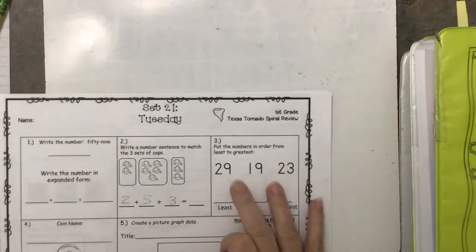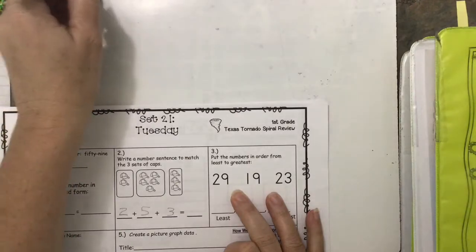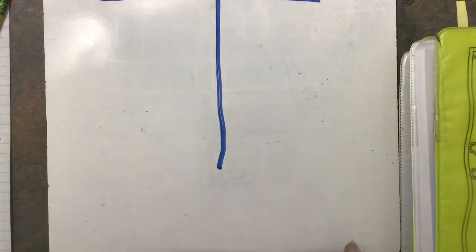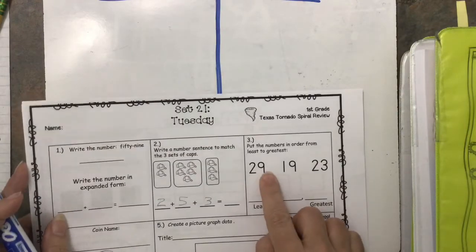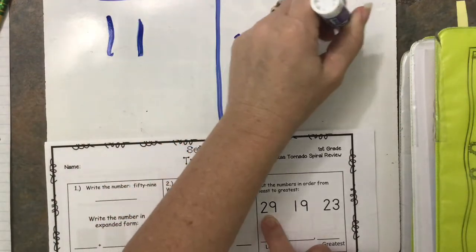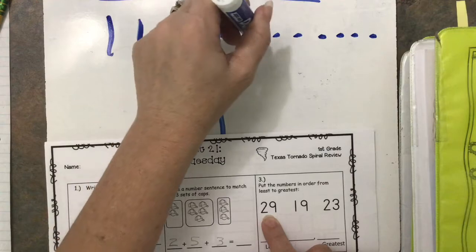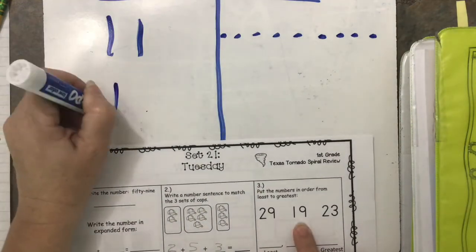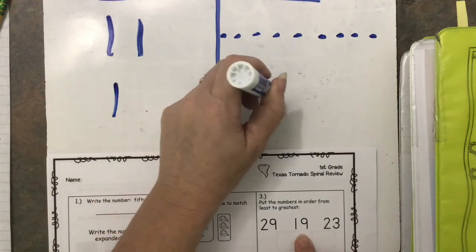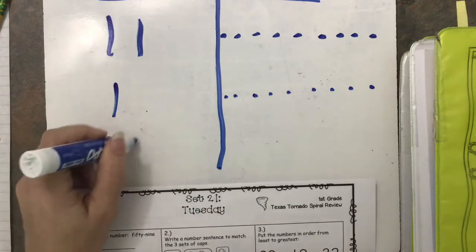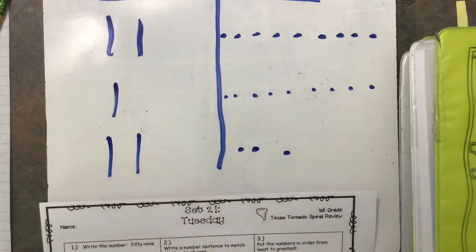We're going to draw these numbers in place value form. So we're going to put our tens on this side and our ones on this side. Okay? The first number has 29. So that's 2 tens and 1, 2, 3, 4, 5, 6, 7, 8, 9 ones. Then we need to build this number. It's 1 ten and 9 ones. Then we need to build 2 tens and 3 ones.